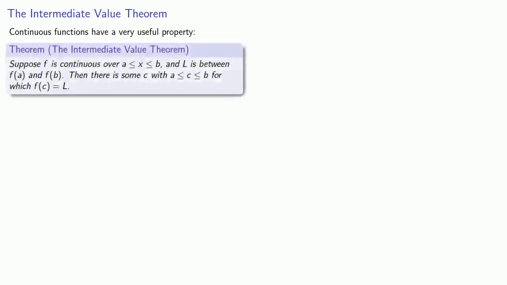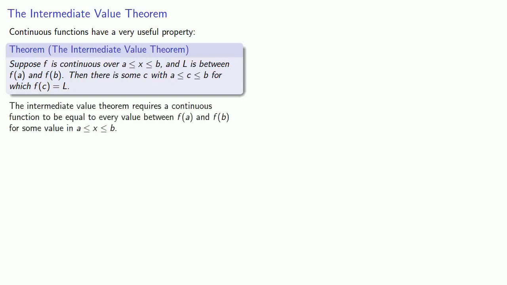Suppose a function is continuous over some interval between a and b, and let L be some value between f of a and f of b. Then there is some c in this interval for which f of c is equal to L. And this is quite a mouthful, but what it comes down to is the intermediate value theorem requires that a continuous function be equal to every value between f of a and f of b for some value in the interval between a and b.